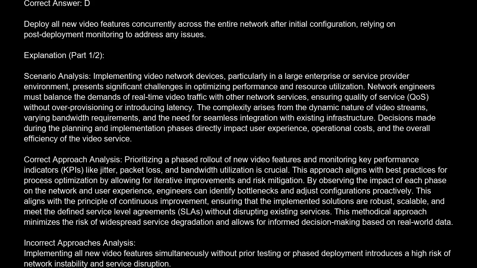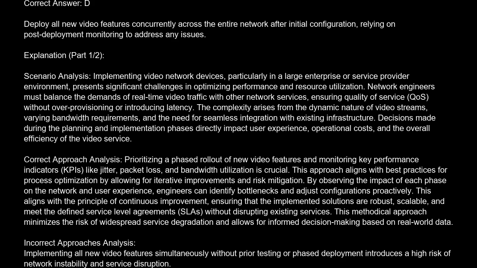Decisions made during the planning and implementation phases directly impact user experience, operational costs, and the overall efficiency of the video service. Correct approach analysis. Prioritizing a phased rollout of new video features and monitoring key performance indicators, KPI, like jitter, packet loss, and bandwidth utilization is crucial. This approach aligns with best practices for process optimization by allowing for iterative improvements and risk mitigation.